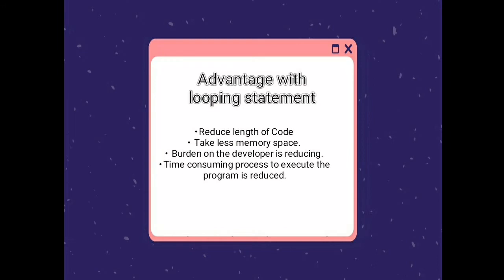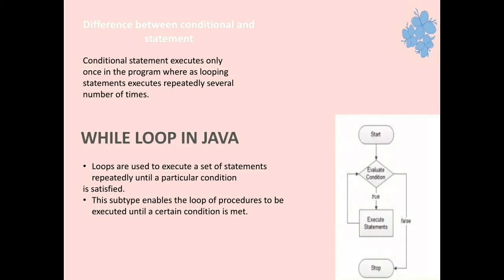Here are some reasons why you use loop. Loop reduces length of code and it takes less memory space. And the burden on the developer is reduced. Time-consuming process to execute the program is reduced. The difference between conditional and looping statement: conditional statement executes only once in the program, whereas looping statements execute repeatedly several number of times.